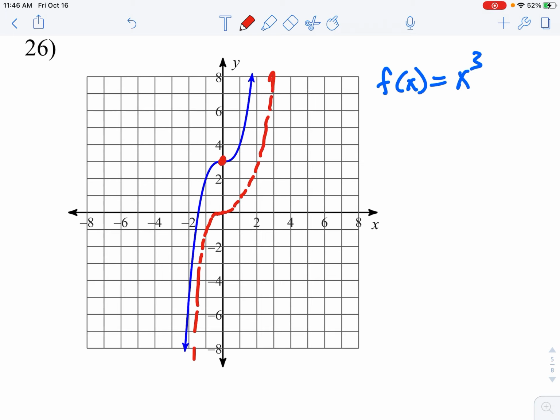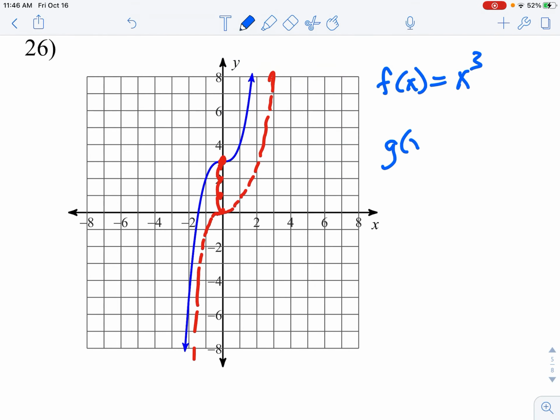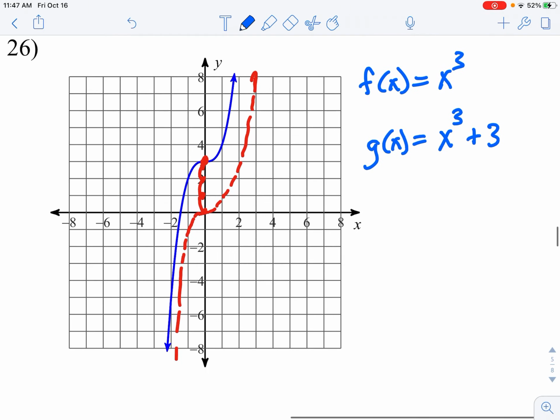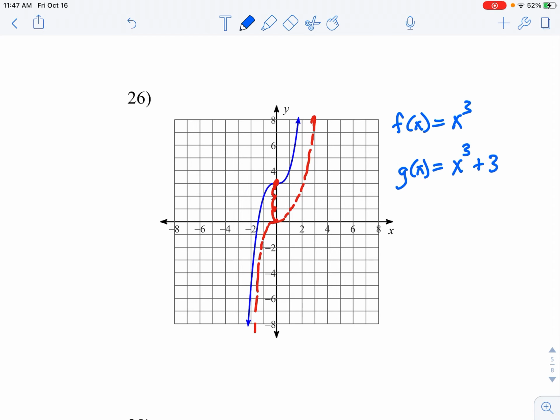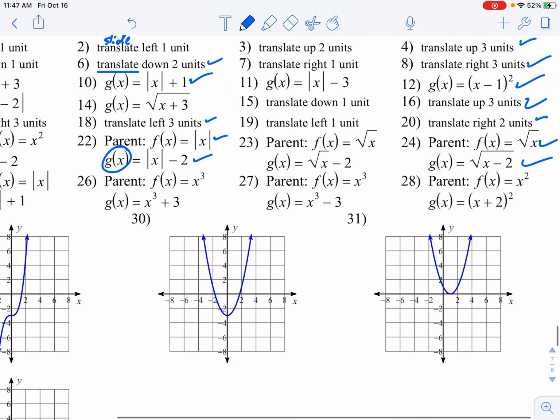The problem that's given appears to be shifted up 1, 2, 3. So the function that's given we'll call g of x. It's a cubic function, x cubed, but shifted up 3 units. Hold on, that 3 does not look like a 3. So x cubed plus 3 is a vertical shift up 3 units. Let's check number 26 and see if I'm correct. Check and check.